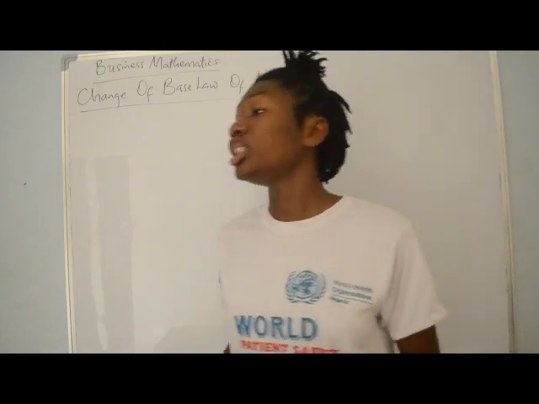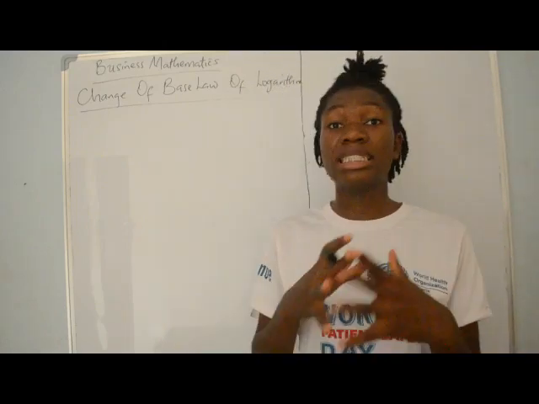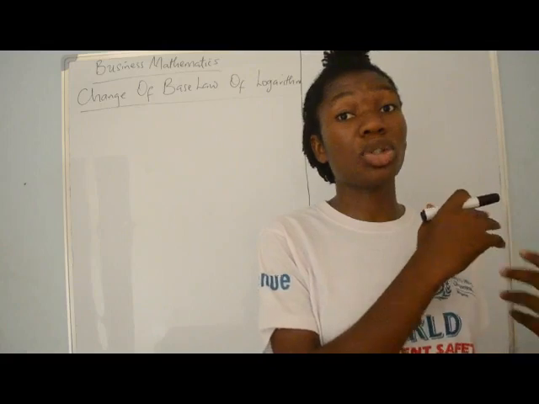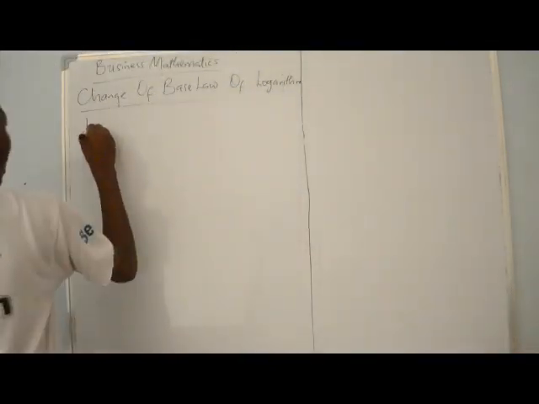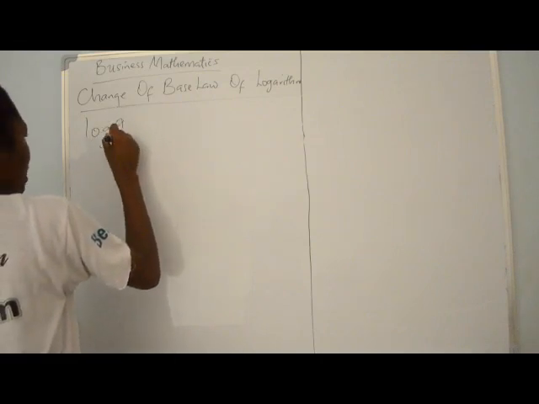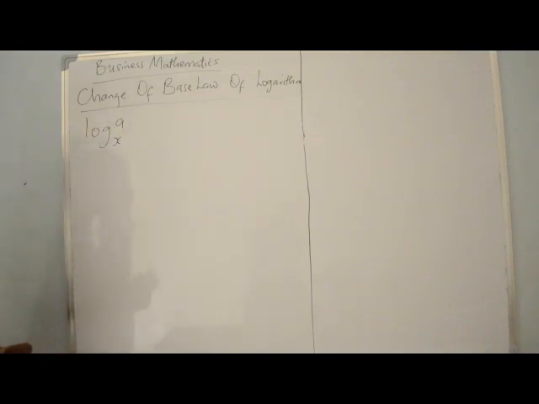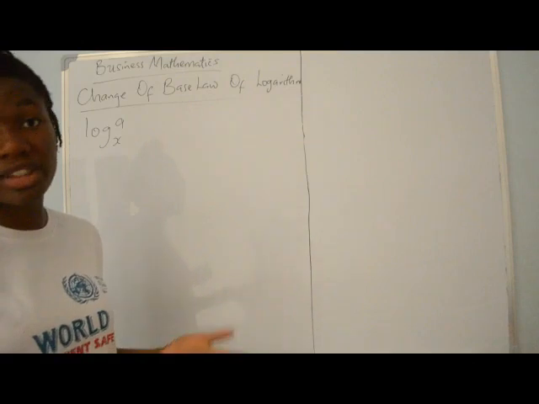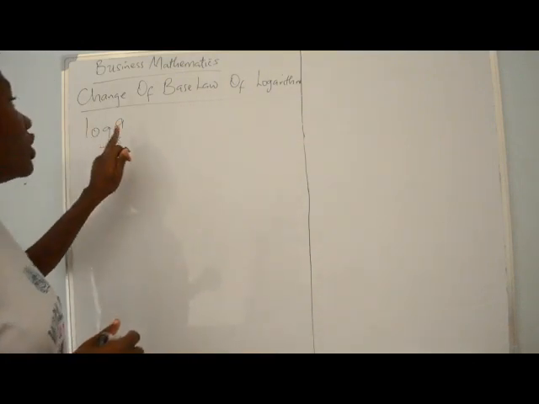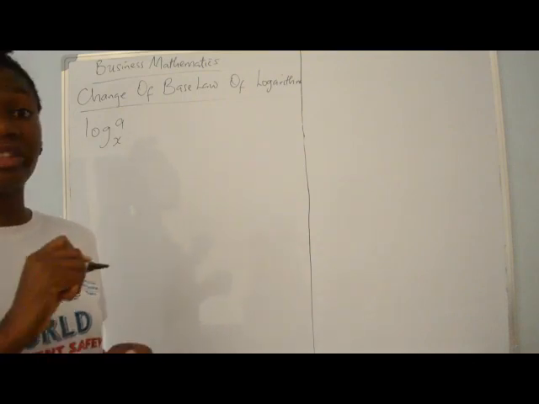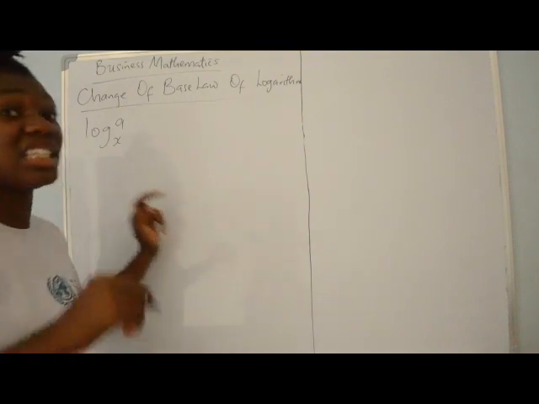All right, so the change of base law, we're looking at how we can change from a particular base to another base in logarithm. Like let's say given log a base x, I want to change from this, let's say to base 5 or any base at all. What we do is we take the logarithm of the whole number in the new base and divide it by the logarithm of our base in the new base.